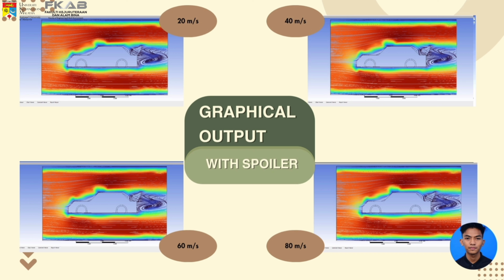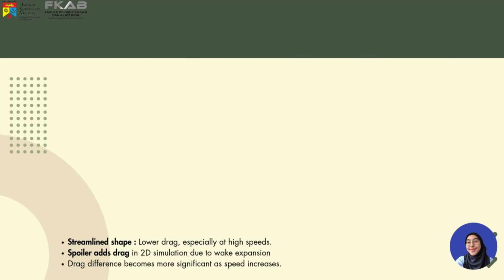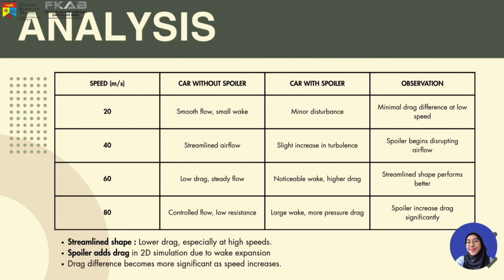The picture shows the blue color turbulence shape at the back of the car. The shape becomes bigger when the velocity increases. That means the drag also increases. At the end, the spoiler plays an important role to ensure the car becomes more stable, especially at high speed. This table summarizes the aerodynamic behavior of both car models at different speeds.